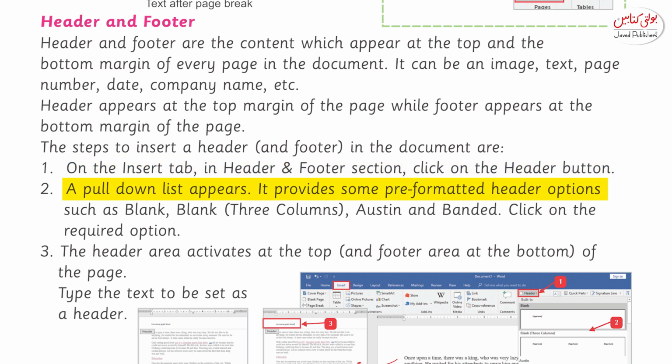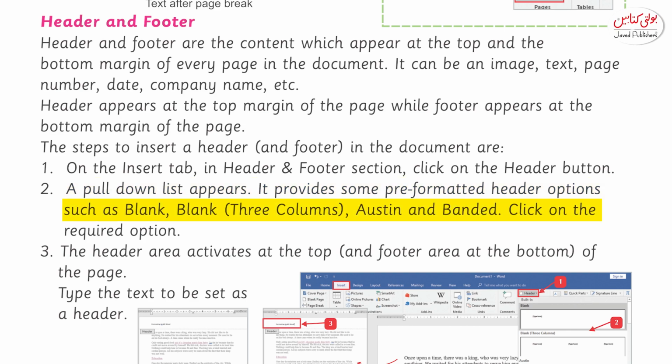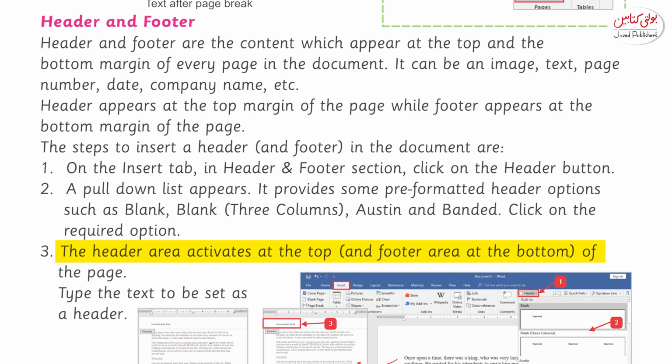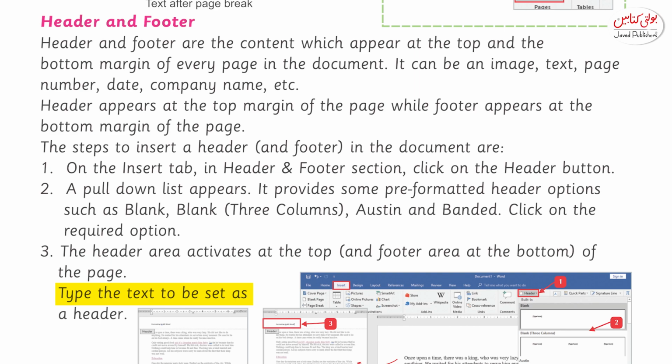A pull-down list appears. It provides some pre-formatted header options such as blank, blank with 3 columns, Austen, and Bandit. Click on the required option. The header area activates at the top and the footer area at the bottom of the page. Now type the text to be set as a header.